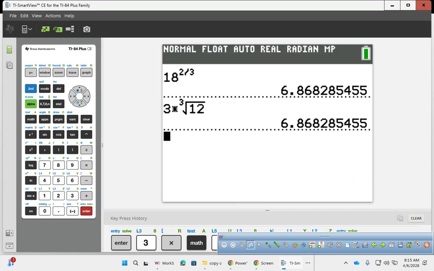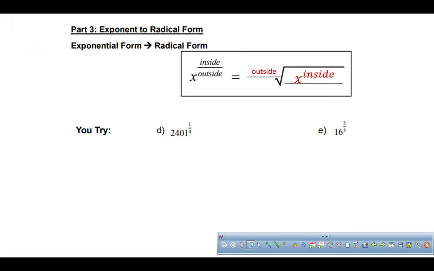You probably guessed what's next. We can do that same thing even if variables are involved. All right, so you are going to try these two. See how far you can get. I'm going to put some practice up.